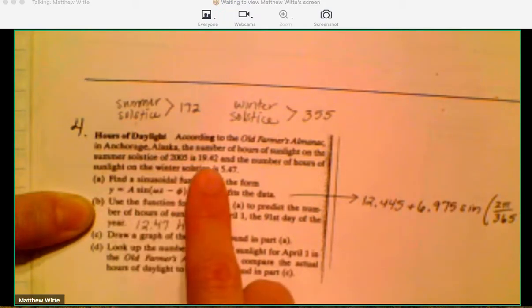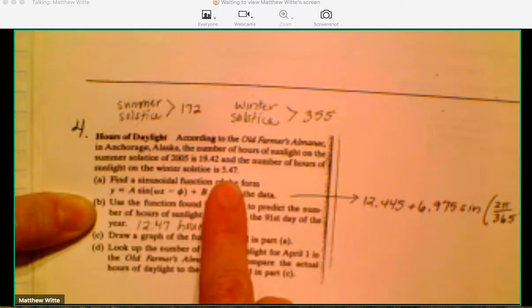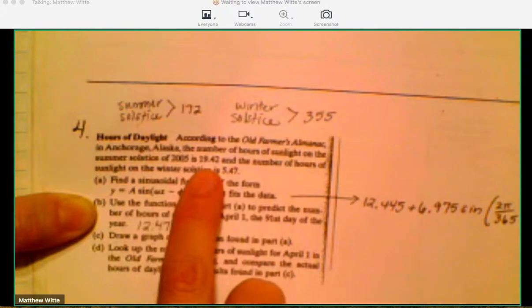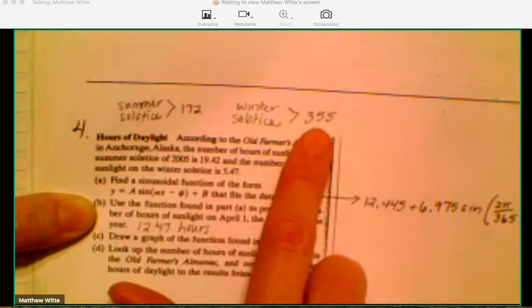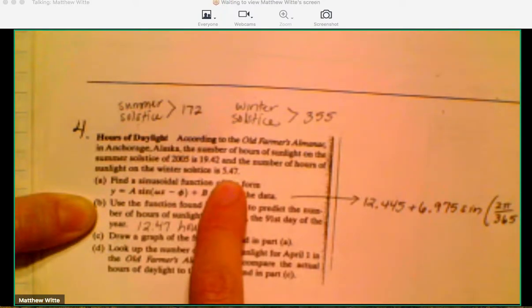So they tell you that the summer solstice gives you 19.42 hours in Alaska, not here. And then your winter solstice, you get a measly 5.47. So on the 355th day. So on your x-axis, your maximum would be at 172, 19.42, and your minimum will be at 355, 5.47.